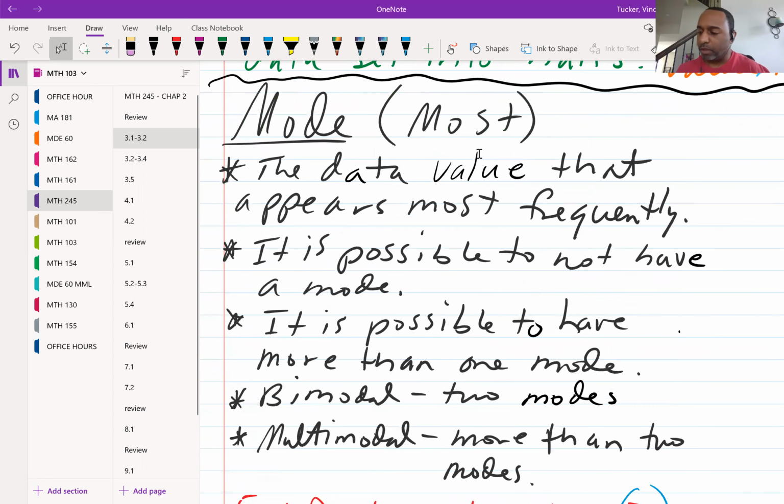Bimodal is if you have two modes, and multimodal when you have more than two. So those are for large, large data sets.